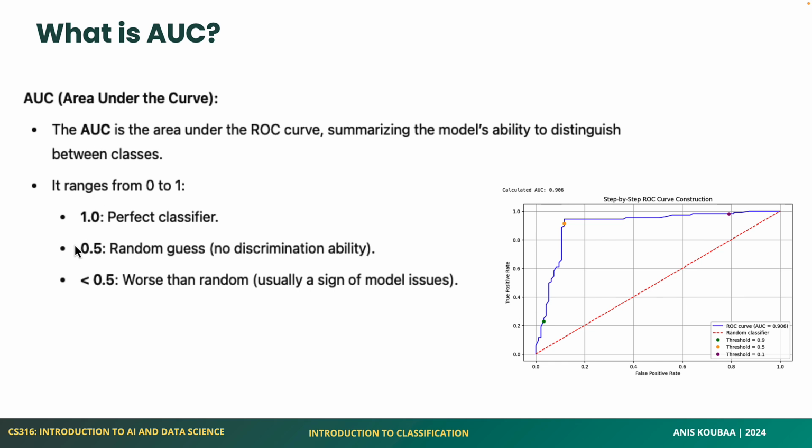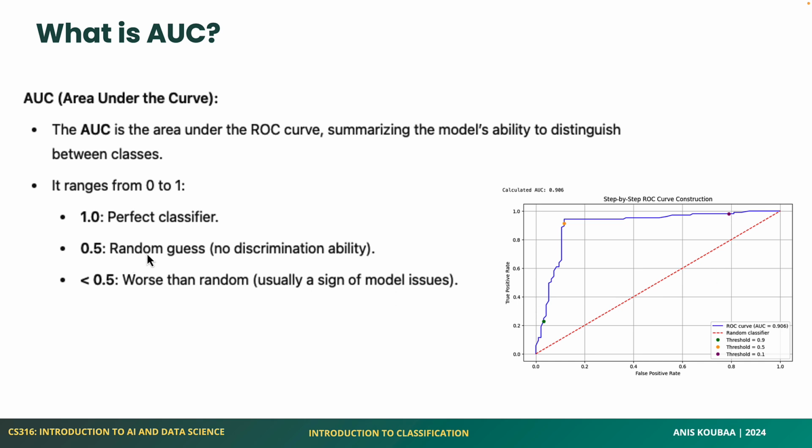Depending on the AUC, if AUC is equal to 1, that's perfect. I don't have any misclassification. I don't have any false positive rate. So I will have a straight line here and a straight line here. This will represent 1 by 1, and I will have a perfect area under the curve.